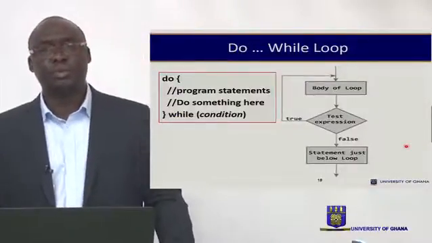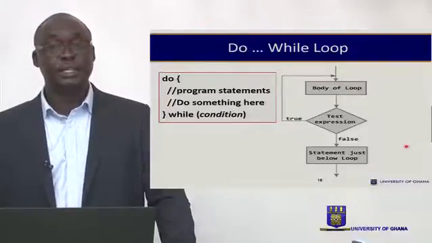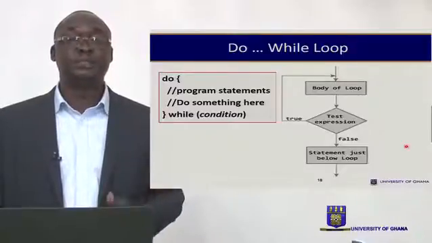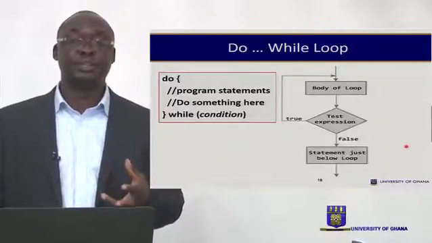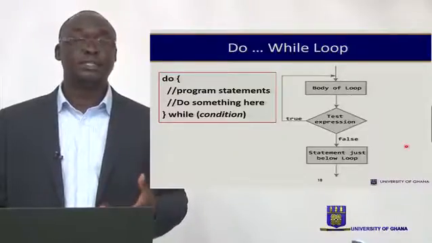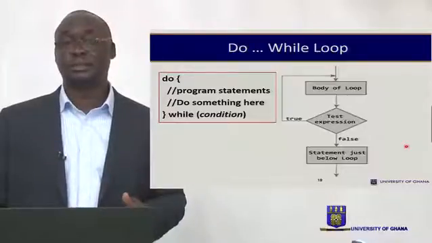The next construct we'll look at is the do-while loop. The do-while loop says that the loop must be executed first. The loop body must be executed first before we test the condition. So at least the loop is executed once.